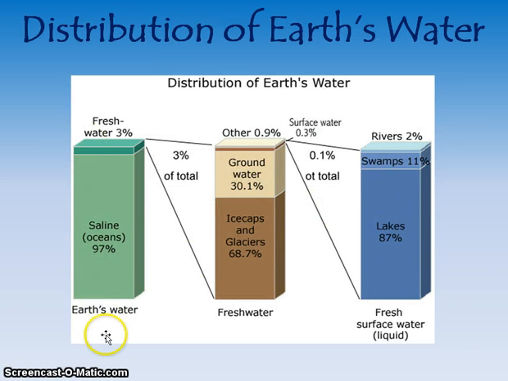If we want to look at the distribution of Earth's water here, 97% of Earth's water is in our oceans, or it's salt water. Only 3% is our fresh water. Of that 3%, 68.7% is glaciers and ice caps, 30% is groundwater, and less than 1% would be our lakes, swamps, and rivers. So today we're going to talk about this 30%, which is groundwater.